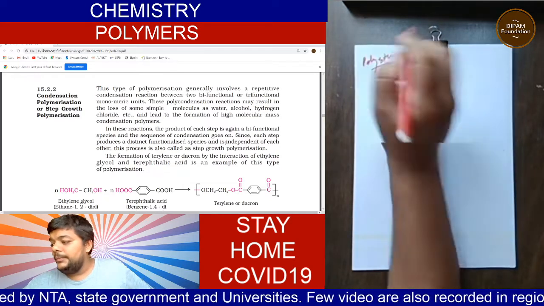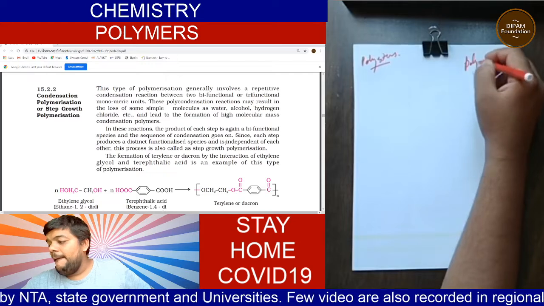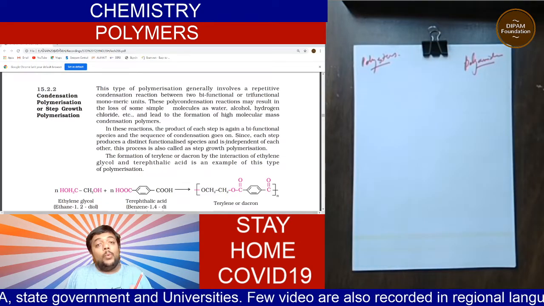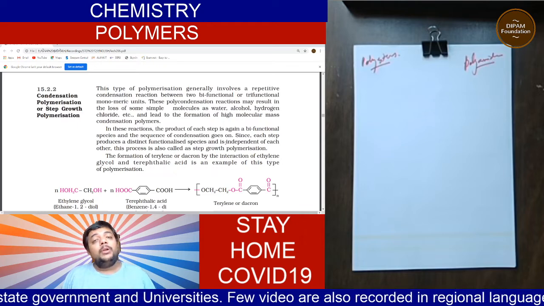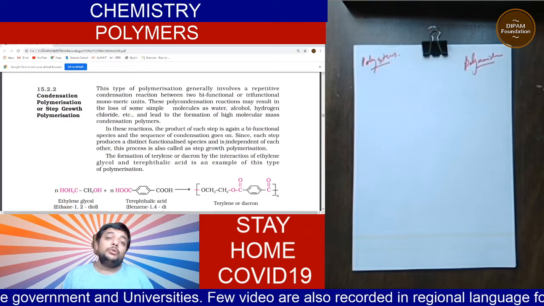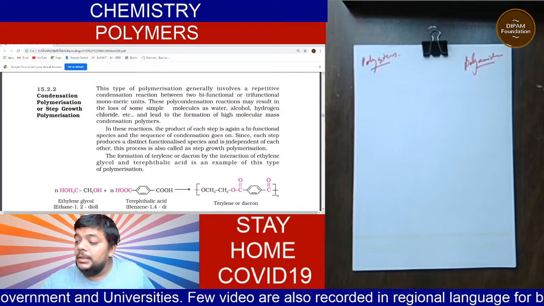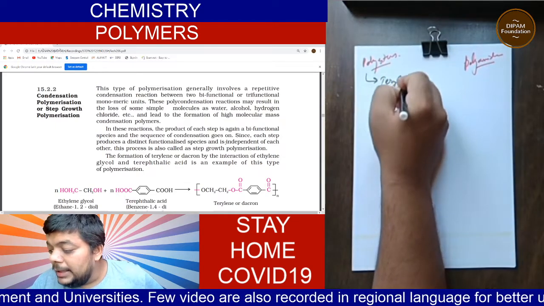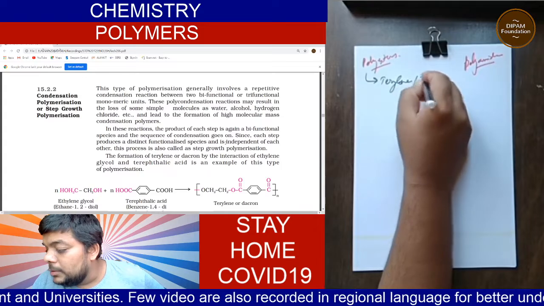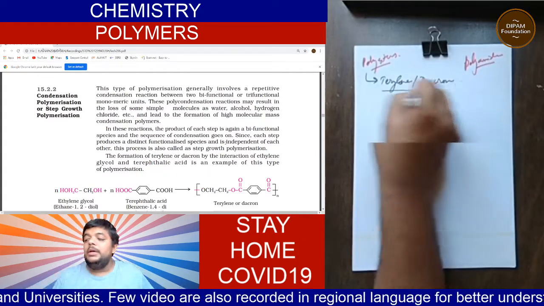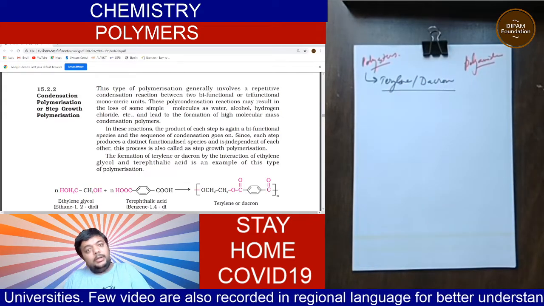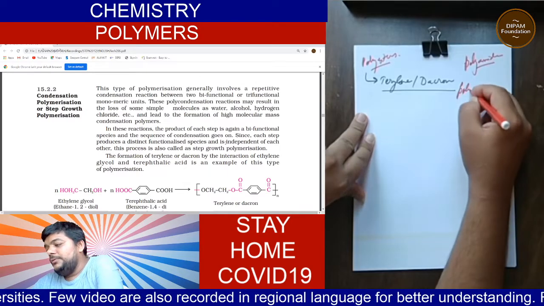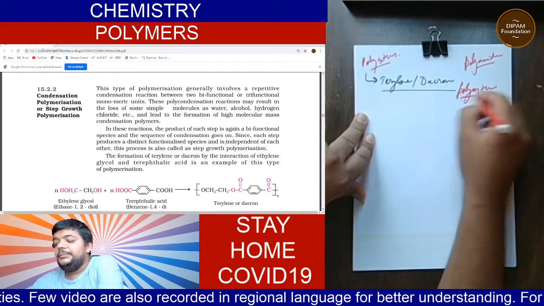polyesters and polyamide. When we say polyester, our polymer should have that ester functional group, and we have a very popular example, which is terylene, which is also known as Dacron. And this terylene or Dacron is a very popular example of the polyester family.